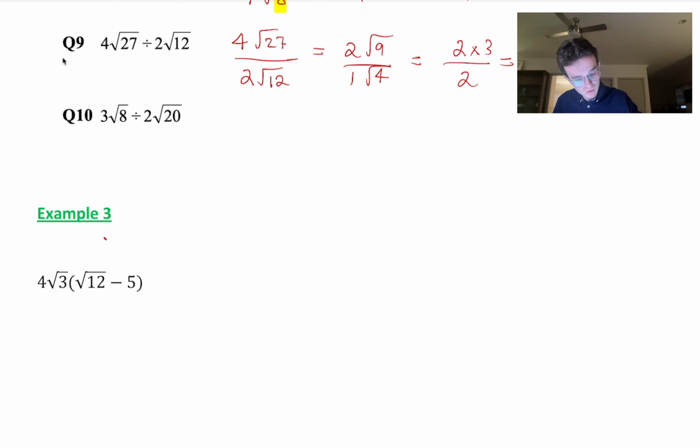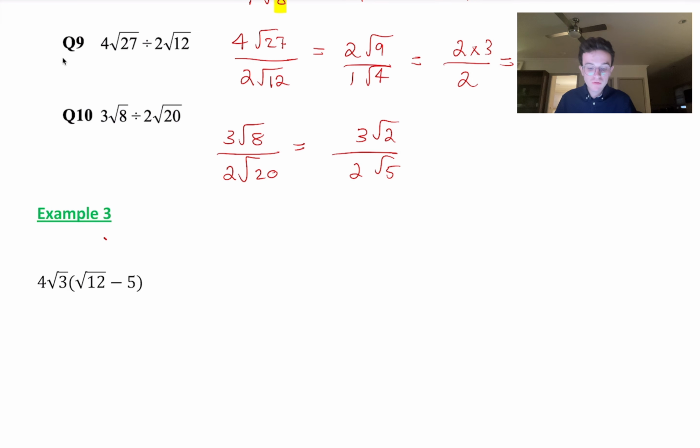Example number 10, we're going to write it as a fraction 3 root 8 over 2 root 20. Now we can't simplify 3 on 2, so let's leave it as 3 on 2. But we are going to type in 8 on 20 into our calculator, and it gives us root 2 on root 5. Now neither of those are square numbers, so that's actually our final answer there, 3 root 2 on 2 root 5. Later on in year 10, we actually can learn how to simplify that a bit further by doing something called rationalizing the denominator, but at the moment this is an acceptable answer.